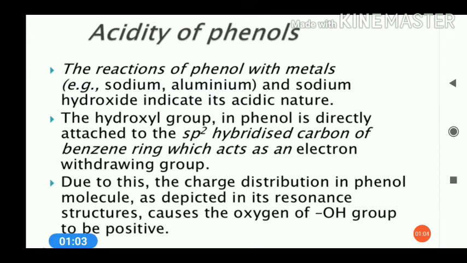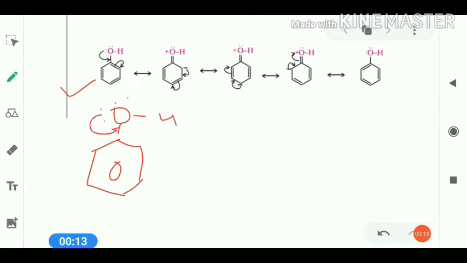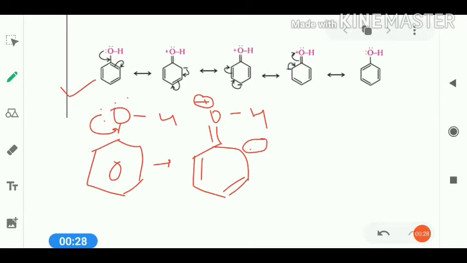Let's see the resonance structure. Now you can see in the resonating structure of phenol, when OH is there, the lone pair of electrons of oxygen gets delocalized, and because of that there is a formation of a double bond with a positively charged oxygen. So you can see here the negative charge. Now this negative charge gets delocalized to all the positions, and you can see all these resonating structures.